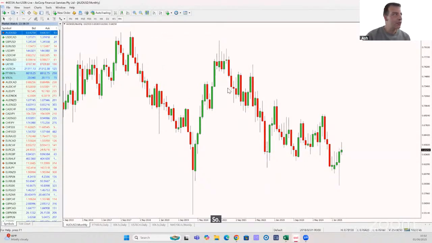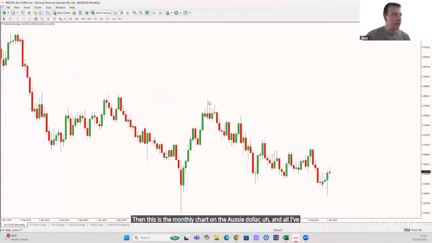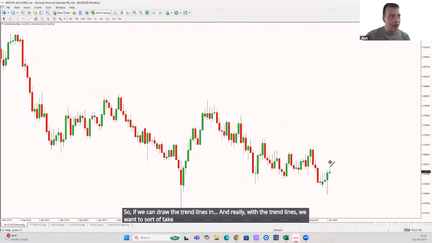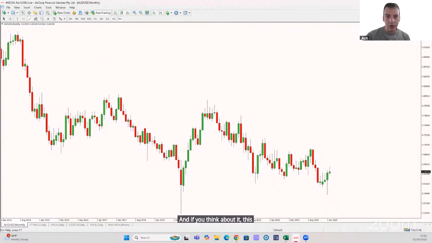So if we look to start with at the Aussie dollar, this is the monthly chart on the Aussie dollar, and all I've got is the price action. So if we can draw the trend lines in, with the trend lines we want to take the most recent run. That's what I'm doing. I'm looking here at the most recent run. So this thing came down, and if you think about it, if we look at it in blocks, then we would see this.